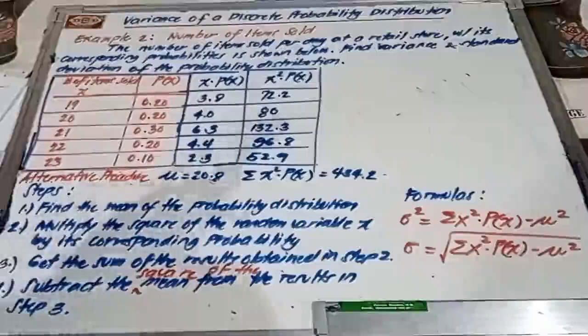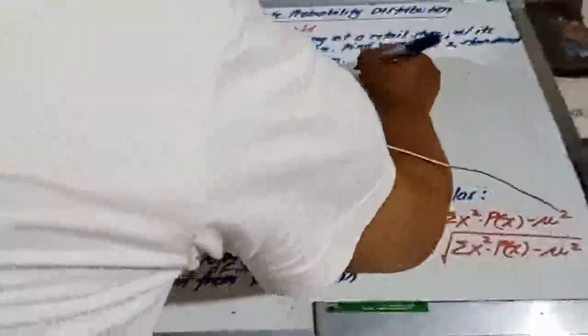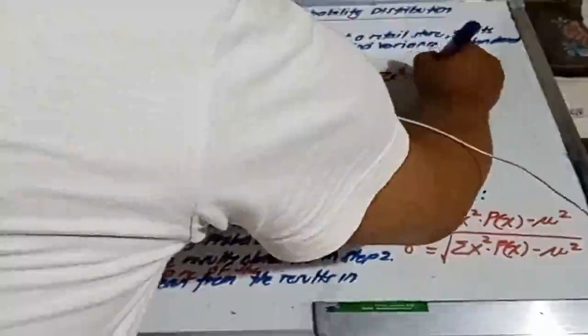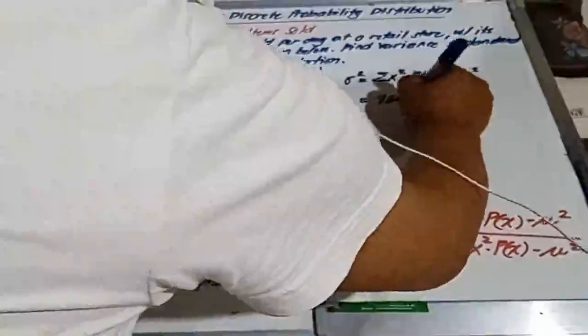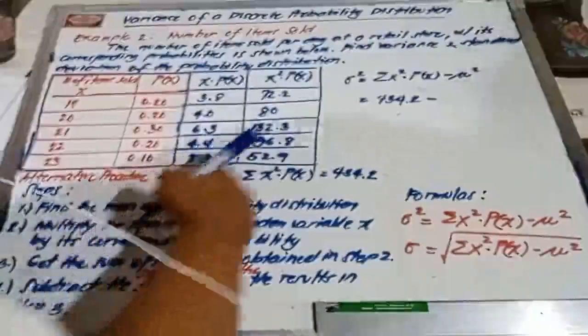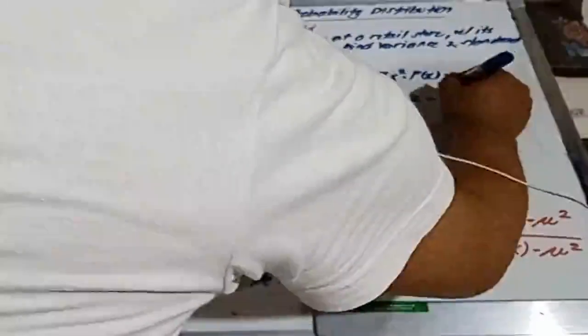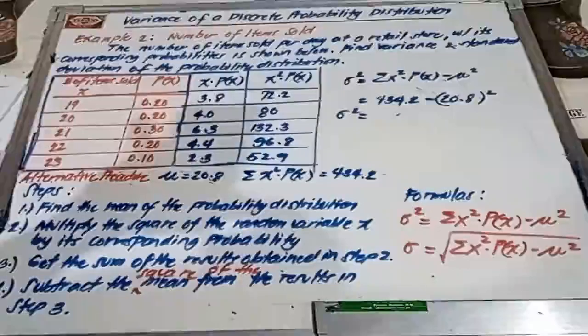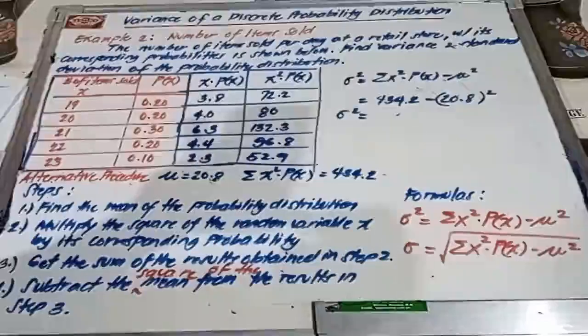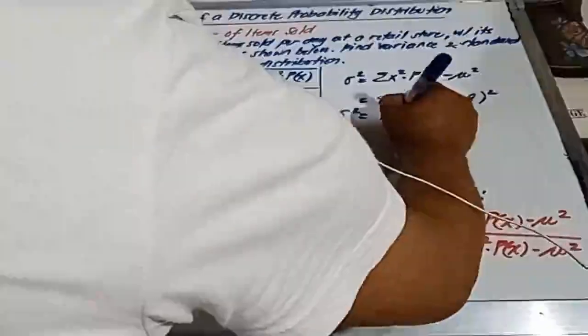Using this formula, that's step number 4. So, sigma squared is equal to summation of x squared times probability of x minus mu squared. So that will be equal to 434.2 minus 20.8 squared. At yun na yung ating value ng variance. 434.2 minus 20.8 squared, we have 1.56. So we got the same answer.